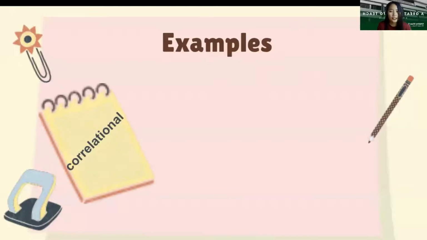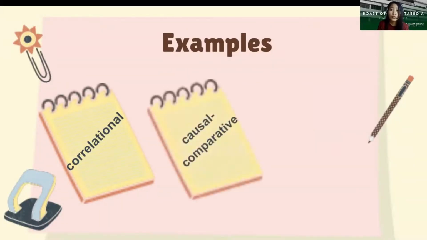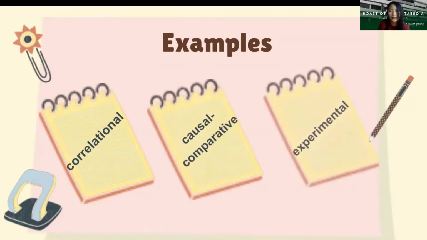First, correlational, which studies the relationship of two variables. Causal comparative, it focuses on seeking the cause and effect relationship. And lastly, the experimental, or what we call true experiment.